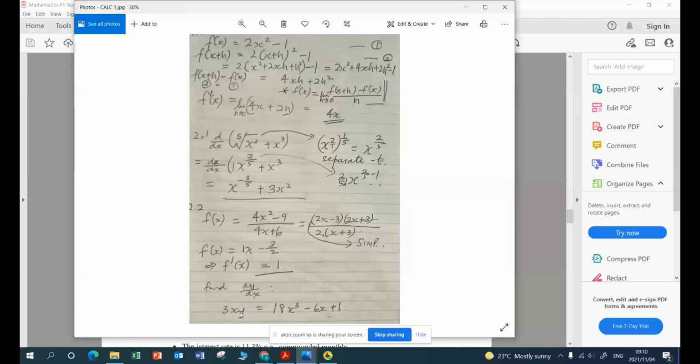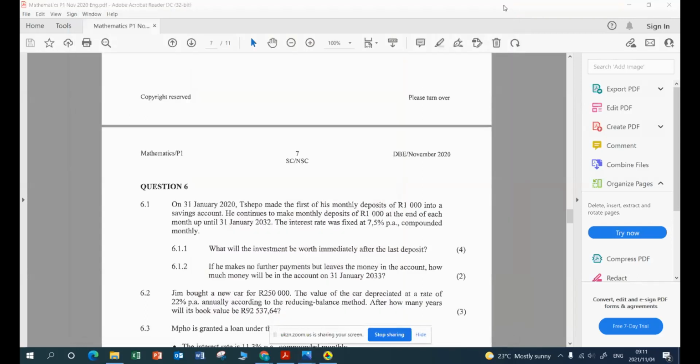Each term, so that's 1, 2, 3, 4 times. So you could divide each term by 3x, and that will give you, on the left-hand side, y equal to 18x cubed divided by 3x minus 6x divided by 3x plus 1 divided by 3x. And then you can find the derivative. Okay, so the first few questions are basics, and I'm sure you will manage and do well.